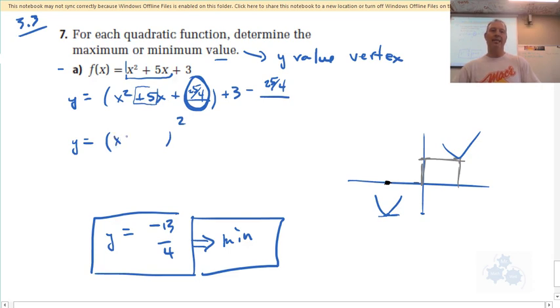And so this is going to give me now a perfect square binomial. It's going to be x plus, this is a plus. Well, half of this is 5 over 2. That's what I squared to get this. So it's 5 over 2.